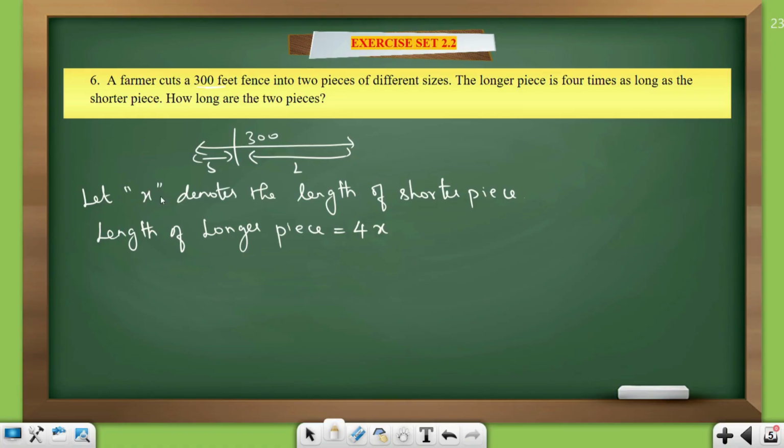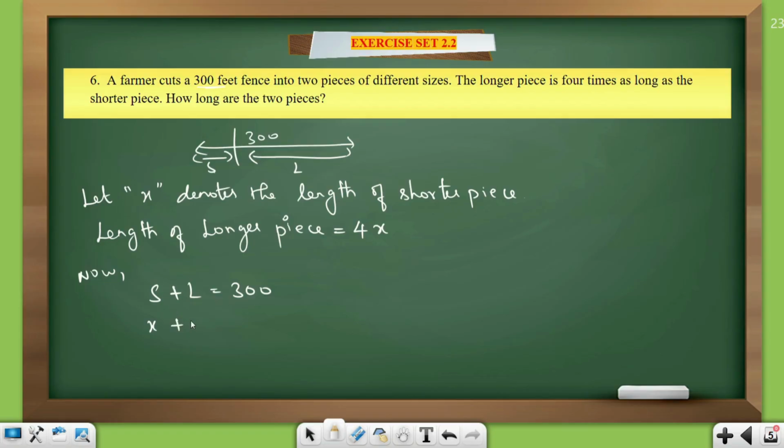Because the value of the shorter piece is x length, the longer piece must be 4 times the shorter piece, which is nothing but 4x. And one more thing, the shorter piece is denoted as x and the longer piece is denoted as 4x, and if we add the shorter piece and longer piece, we will get the entire fence whose length is 300 feet. So from the given information, shorter plus longer together we will get 300.